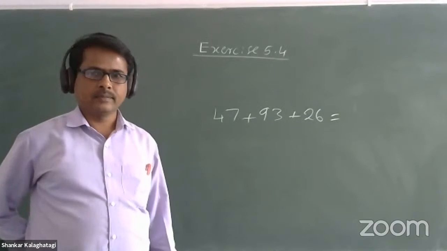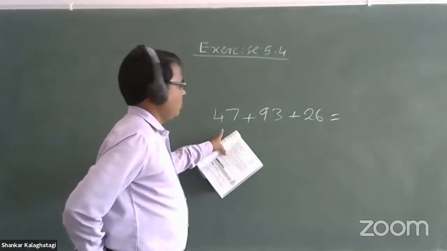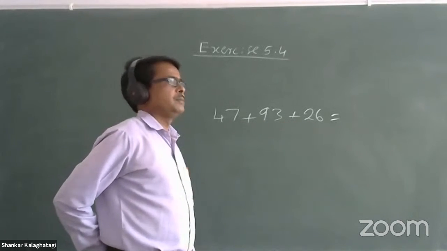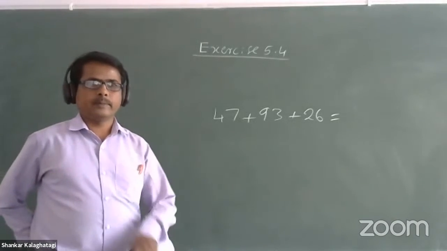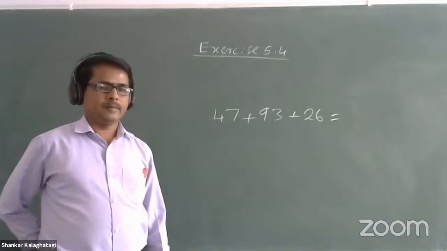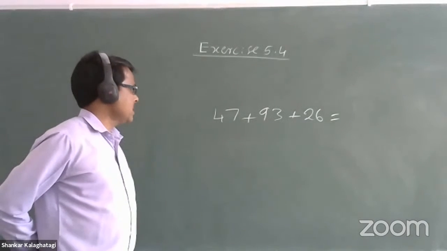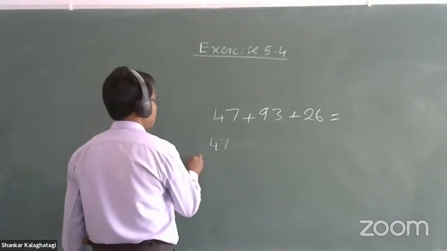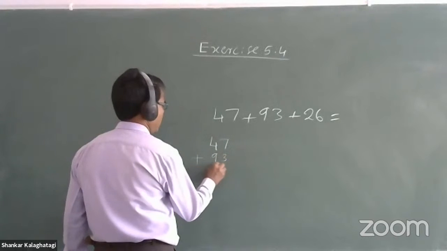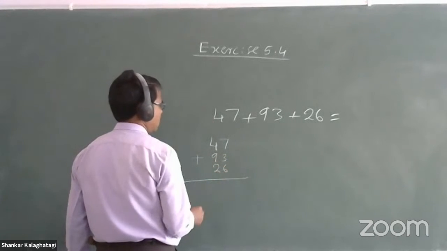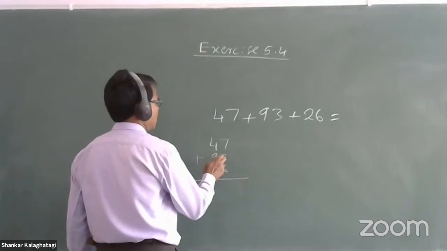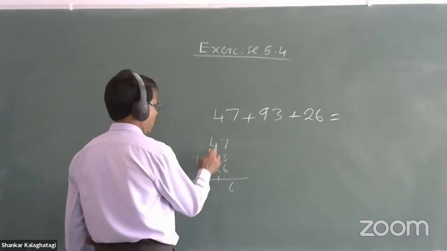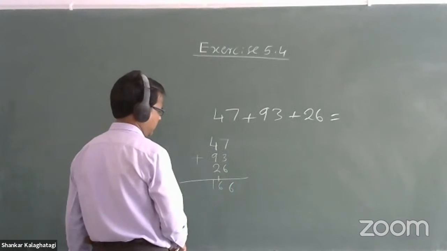Be fast. Sir, what's that number? I can't see, network problem. Network problem, huh? 47 plus 93 plus 26, how much? Sir, 96. 96, huh? How 96? 47 plus 93 plus 26. Sir, that is 93 or 23? 93. So 7 plus 3, 10 plus 6, 16. 9 plus 1, 10, 12, 12 plus 4, 16, 166, correct?